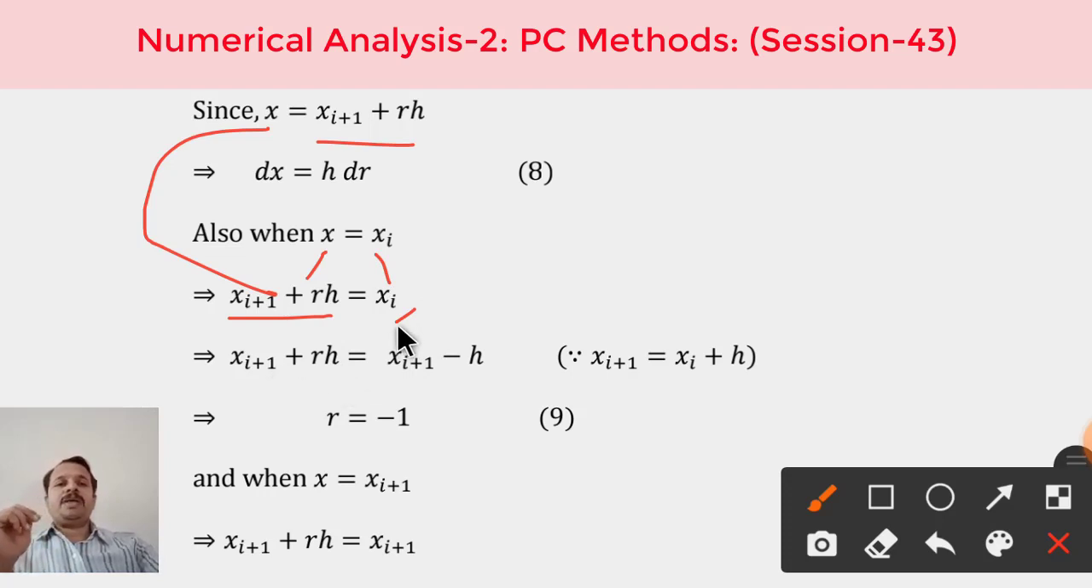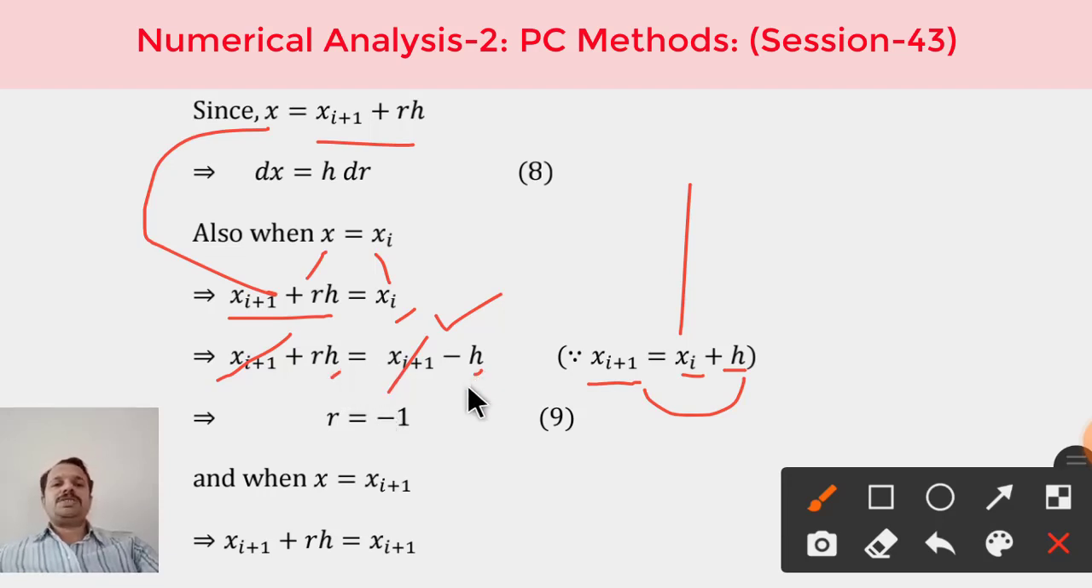Now xi can be written as xi plus 1 minus h. Why? Because we know that xi plus 1 is equal to xi plus h. Therefore xi is equal to xi plus 1 minus h. That's what I have written over here. Now this xi plus 1 cancels with this xi plus 1, and this h cancels with this h. So the remaining thing is r equals minus 1. So when it cancels, only minus 1 will be remaining. So ultimately I will end up with r equal to minus 1. That will be the lower limit.